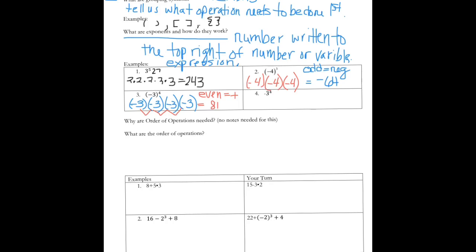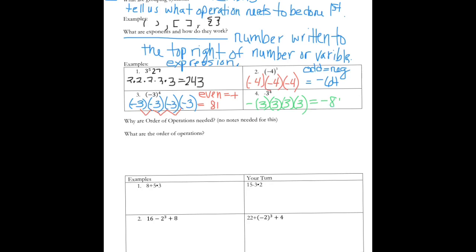Example number 4 is negative. Notice that the -3 is not in a parenthesis, and then it's 3 to the 4th power. So that is really what this looks like. It looks like a negative times 3 times 3 times 3 times 3. So we know that 3 to the 4th power is 81, and then we have to make our final answer negative.